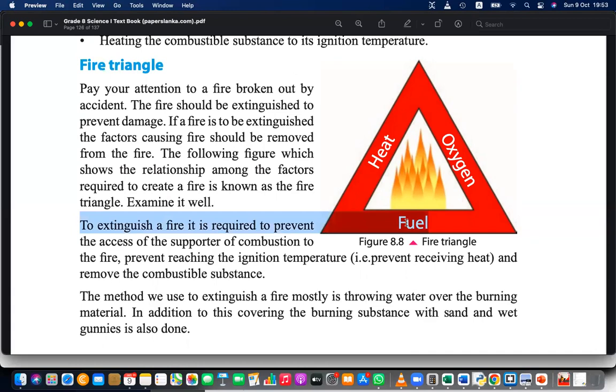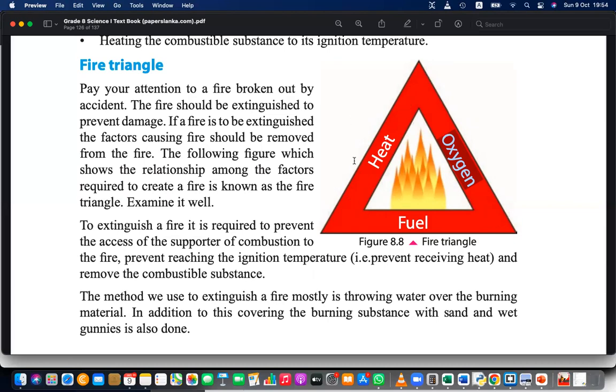Fuel. Without fuel, it is not possible to start a fire. And the oxygen, that is the combustion-supporting gas. When you have all these three in the fire triangle, then it starts a fire. But if you remove one factor, for example oxygen, then the triangle is not complete. Therefore, you cannot see fire.